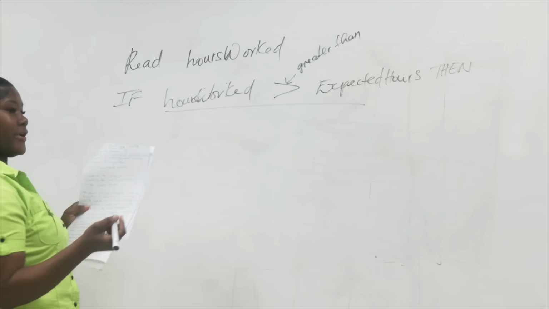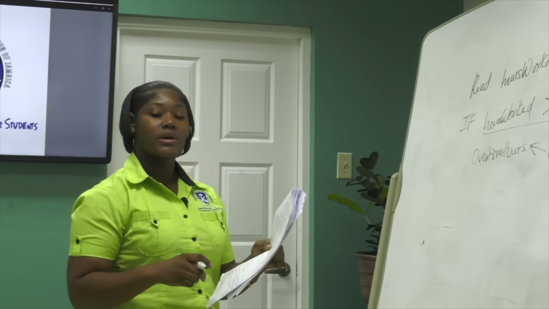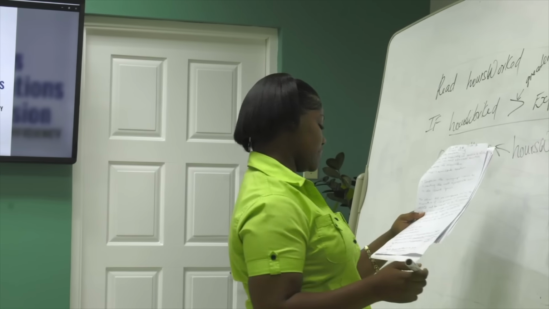So overtime, and if you have any questions, you can post them in the chat as well. So overtime hours would basically be equal to the hours worked minus the expected hours. And you realize that I'm keeping my variable names constant. I don't change my variable names.